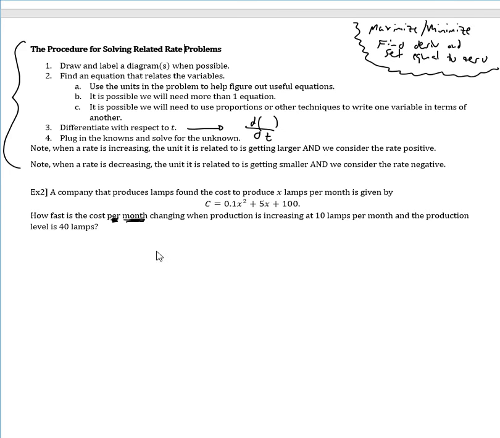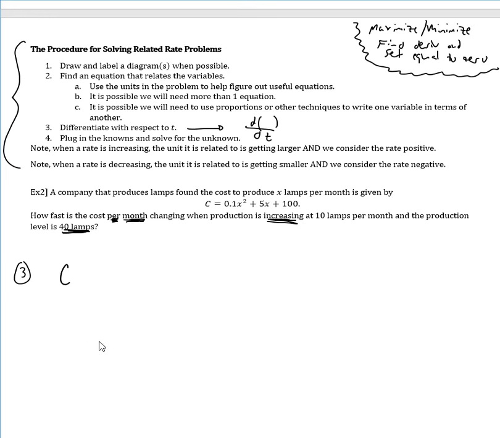A company that produces lamps found that the cost to produce x lamps per month is given by this cost function. How fast is the cost per month changing when production is increasing at 10 lamps per month and the production level is 40 lamps? So our first step is, we already have the equation, so step one and step two are already taken care of. We're really instantly in step three in this problem.